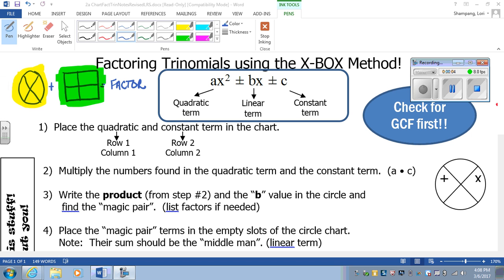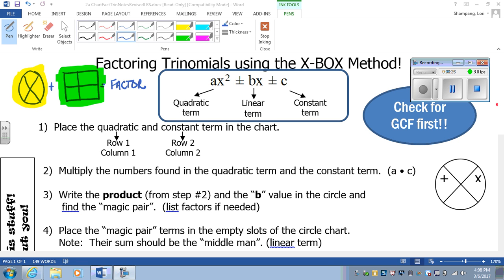Hi, welcome to factoring trinomials using the Xbox method. So let's remember back to what factoring is. Factoring is just breaking down a polynomial into factors that we can multiply together. So we're breaking down a polynomial into a multiplication problem.